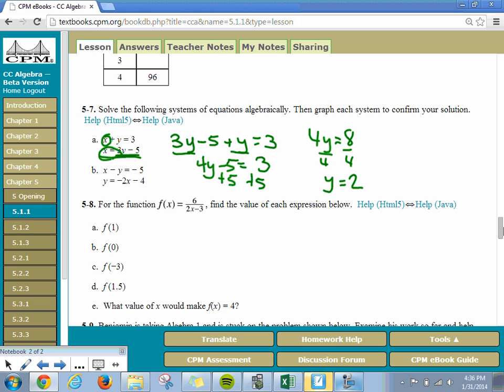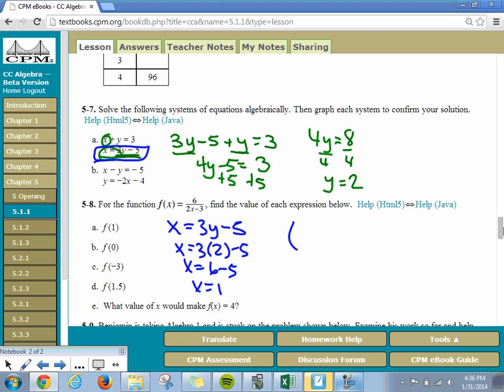Once we know what y is equal to, it's really easy to solve for x. Our bottom equation is already solved for x. It tells us that x is equal to 3y minus 5. So all we're going to do is plug it in, and we see that x is equal to 6 minus 5, so x is equal to 1. That means we're looking for a point of intersection where x is 1 and y is 2. And we're going to check it by graphing it.